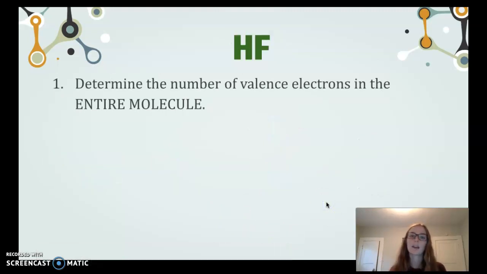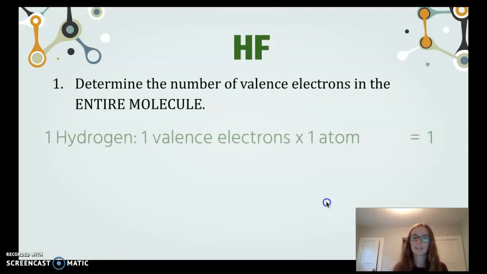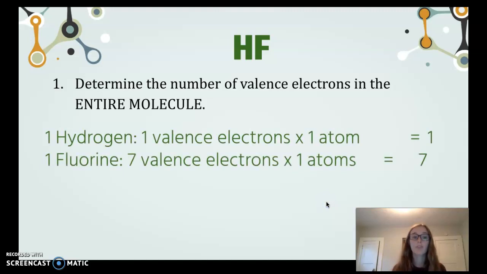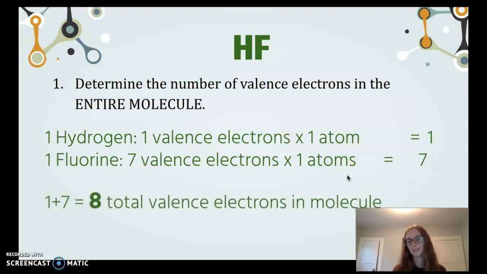Next, we're going to look at HF. So first we need to determine the number of valence electrons in the entire molecule. I have one hydrogen, which has 1 valence electron, and I have 1 fluorine atom, and that one only has 7 valence electrons. So total in this molecule, I'm going to have 8 valence electrons.